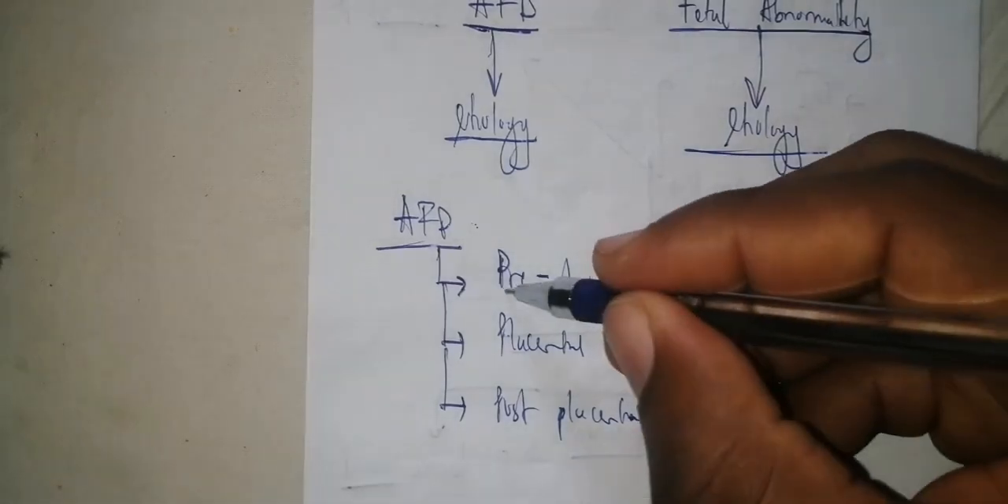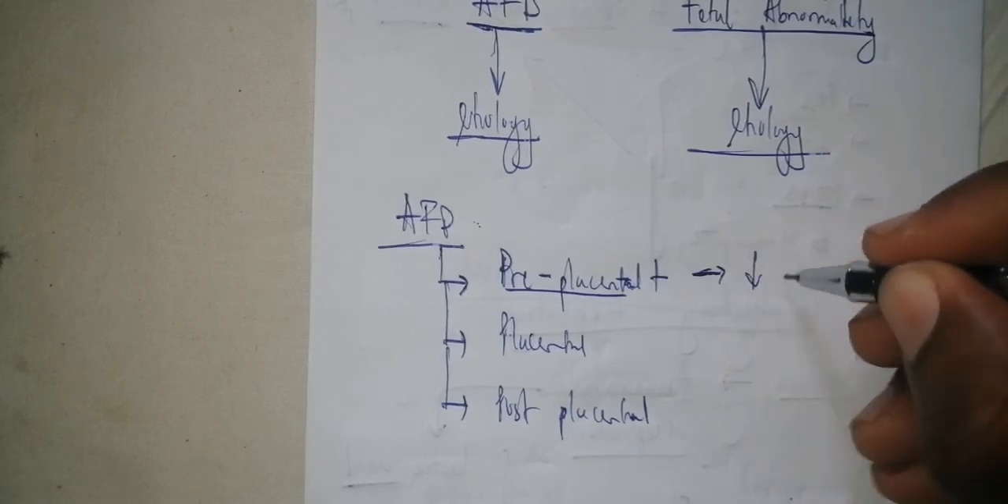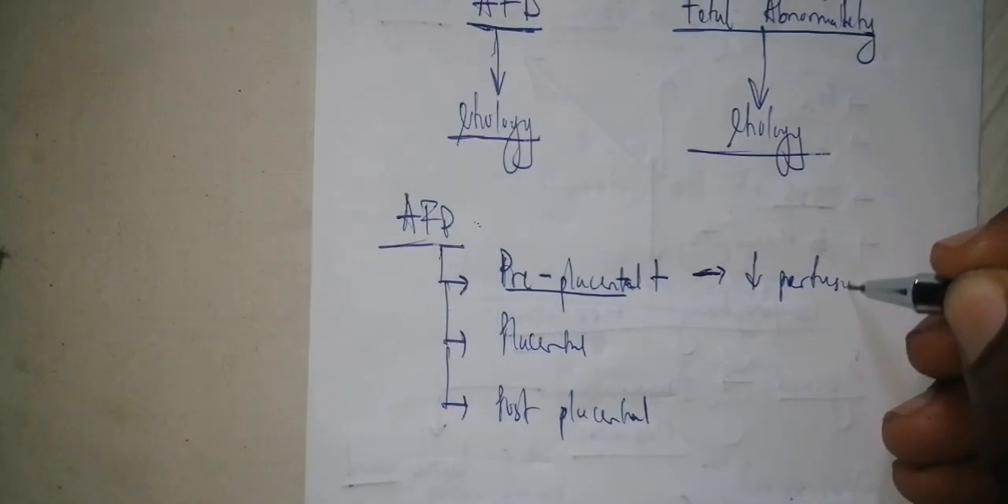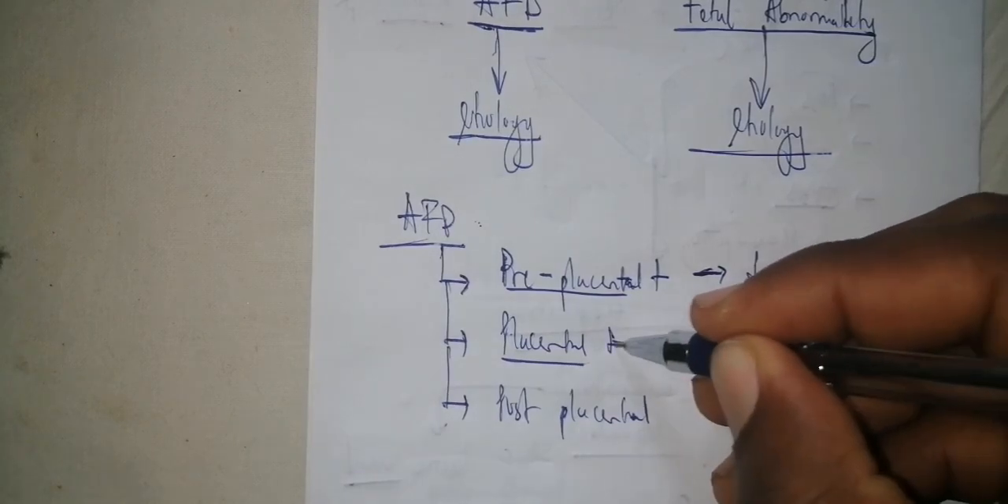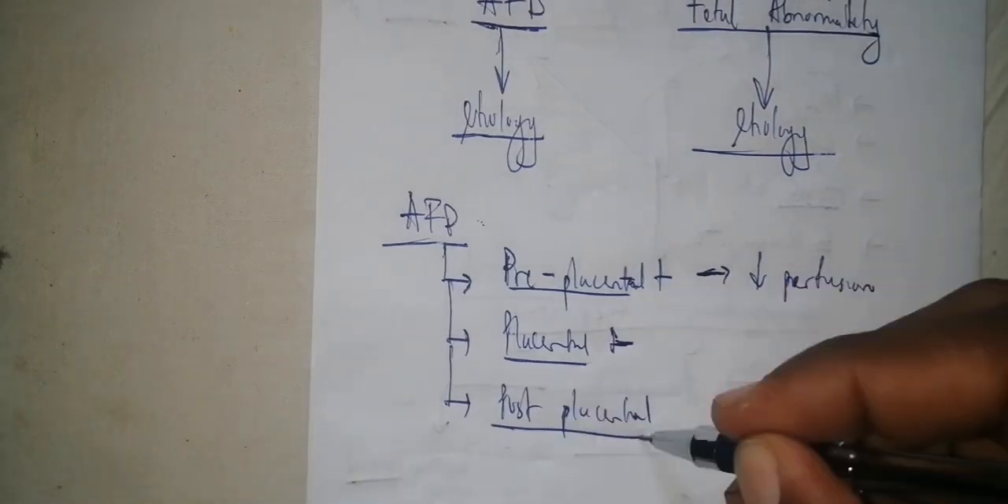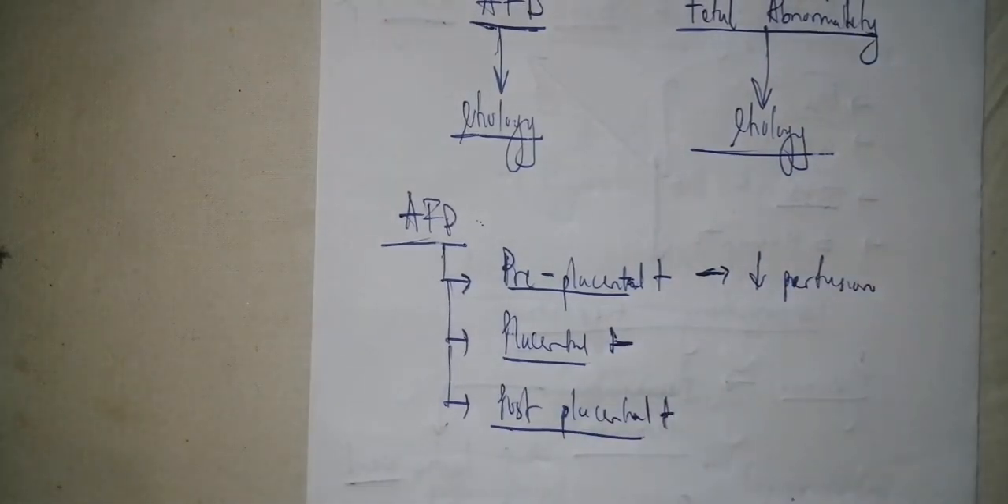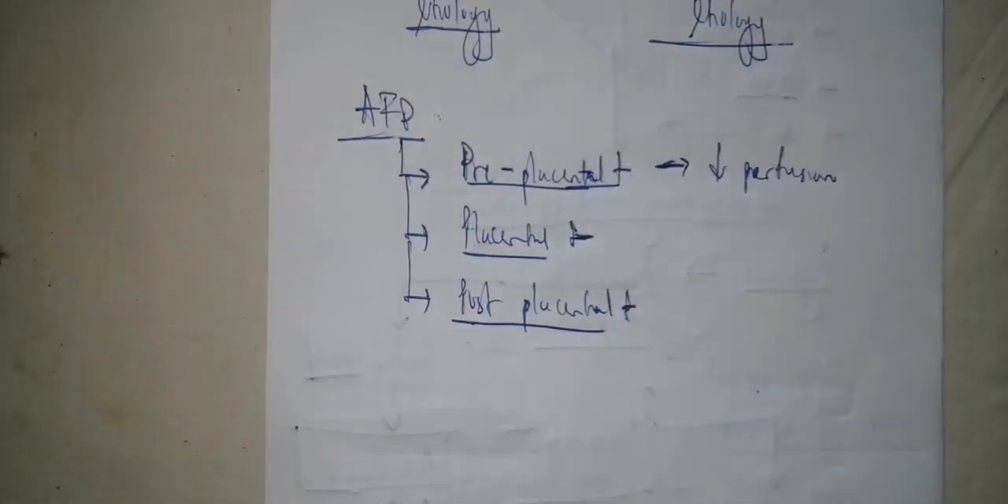Now, pre-placental is any pathology that reduces perfusion of the placenta. Any pathology that reduces perfusion of the placenta is associated with pre-placental causes of acute fetal distress. Placental is any pathology directly affecting the placenta. And post-placental is anything that affects the umbilical cord, mostly. Now, let's start with the pre-placental.